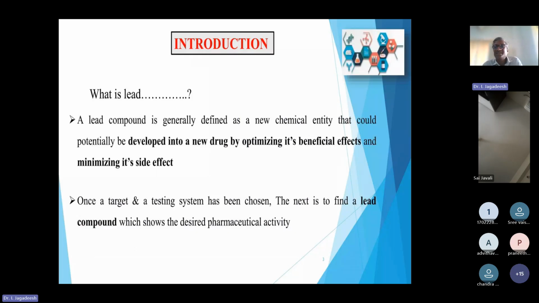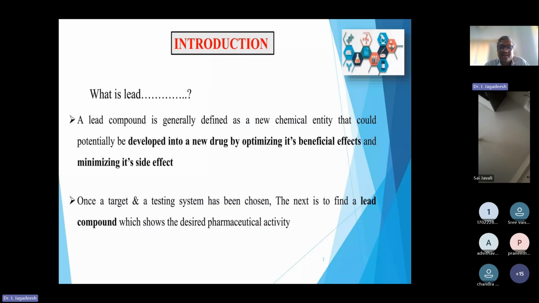So in this particular journey, first we need to start with a lead. So what is a lead? A lead is a compound generally defined as a new chemical entity that could potentially develop into a new drug by optimizing its beneficial effects and minimizing its side effects. So a lead compound is not a drug that you need to consider. It is a new chemical entity, it is still a chemical entity only.